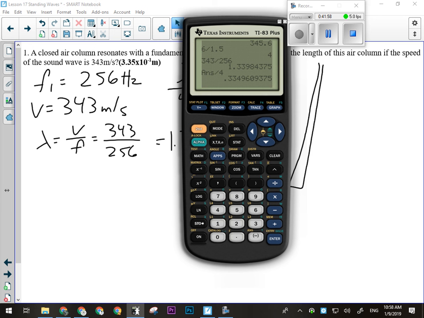Everybody with me? That's exactly how air column questions are going to work. You're going to almost always be dealing with the fundamental frequency or be asked to calculate the fundamental frequency, and then the question might have as a part B, what would be the third sound you would hear, or something like that.